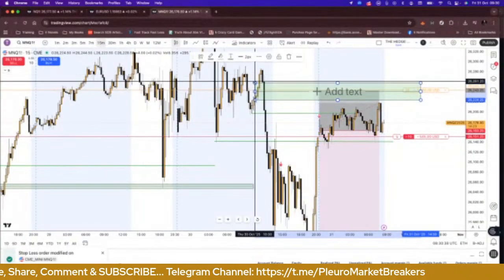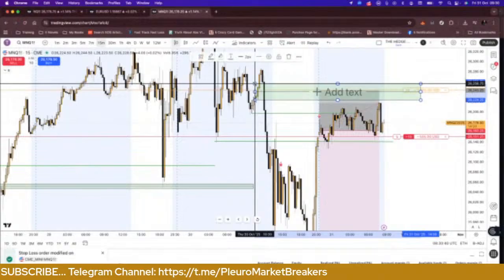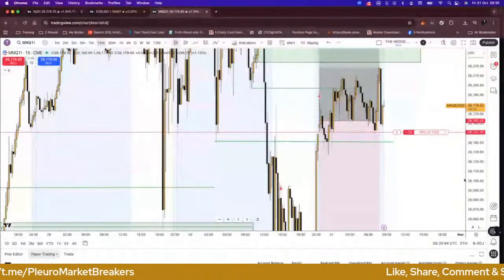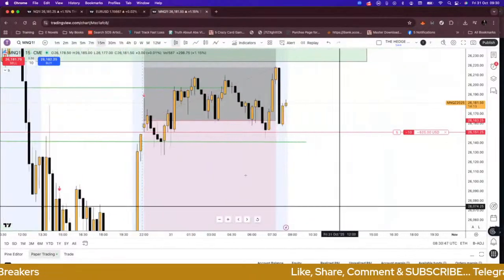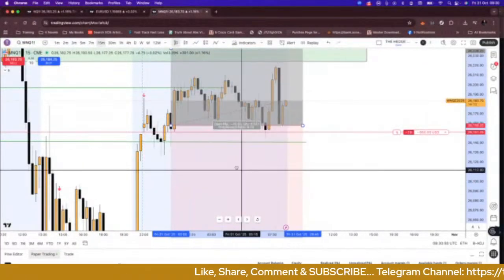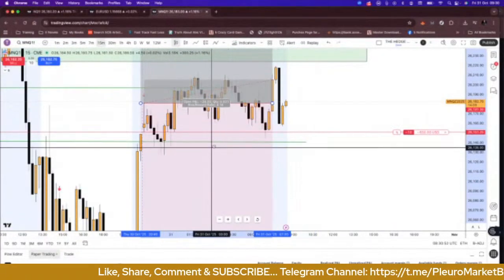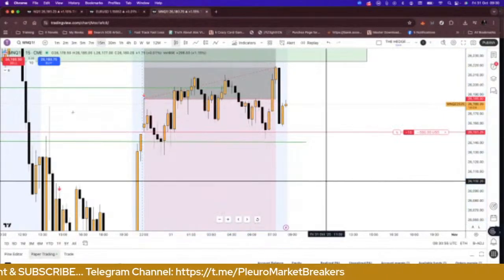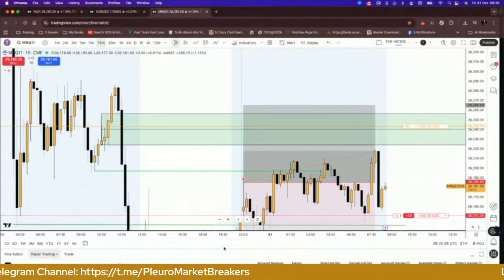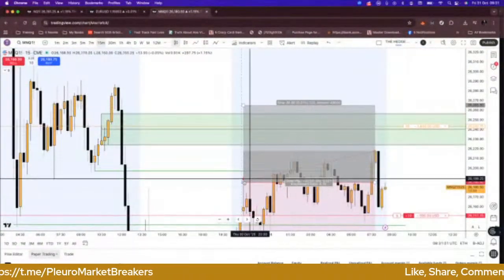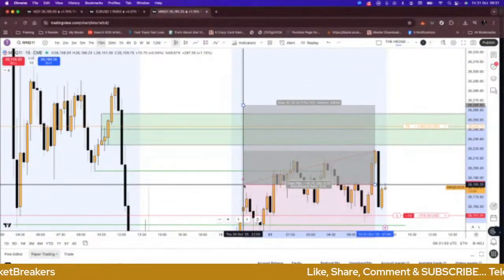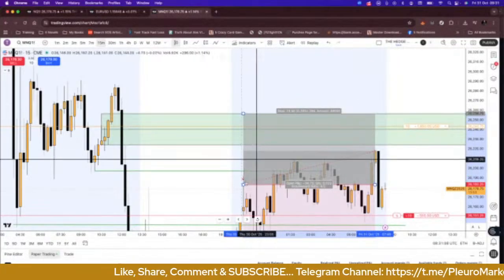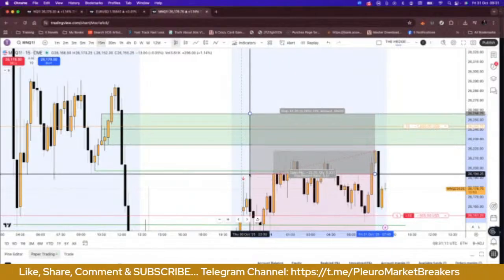So you see this here. There's a fair value gap. One second, let's blow this up a little bit. Sorry guys, I'm still getting used to TradingView. Okay, aha, that's what I'm trying to do. Excellent. So this should have been the entry.